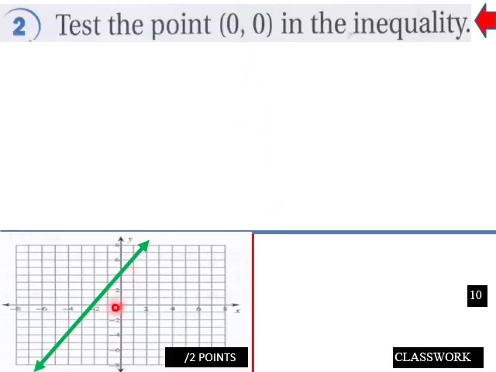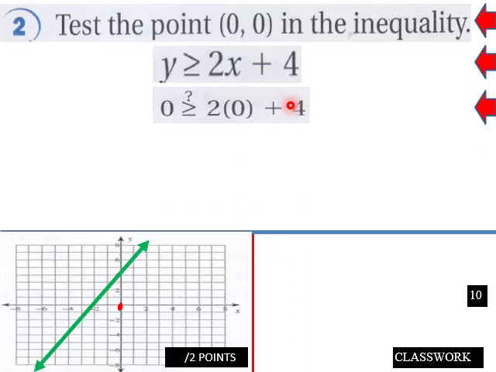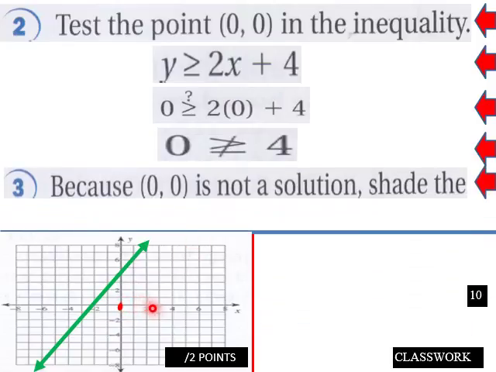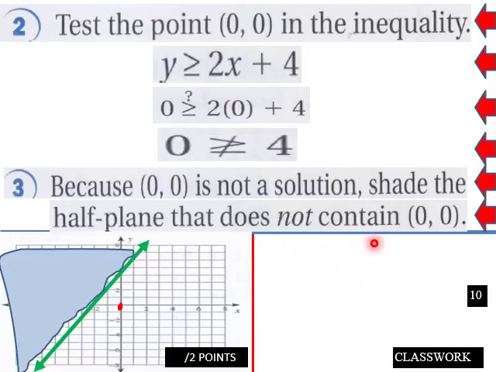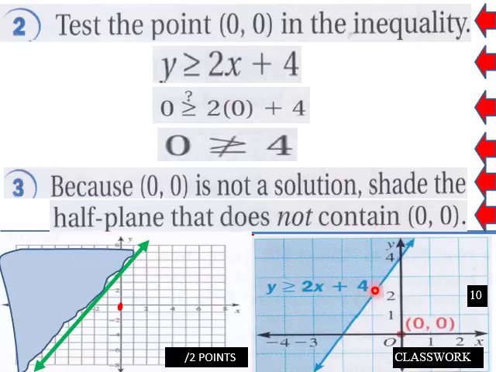So test point 0, 0. So we're going to test this here to see if that's part of the solution. So we plug in 0, 0. 0 greater than 2 times 0 plus 4. It's not. So this is not part of the solution. So because 0, 0 is not a solution, shade the other side. So you just shade the other side here like this. This is your solution over here, not on this side of your boundary line. It does not contain 0, 0. Here is a more refined graph of this here. Shade that. This is not part of your solution.